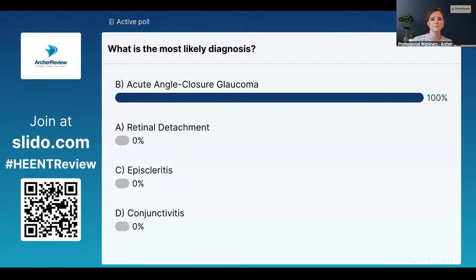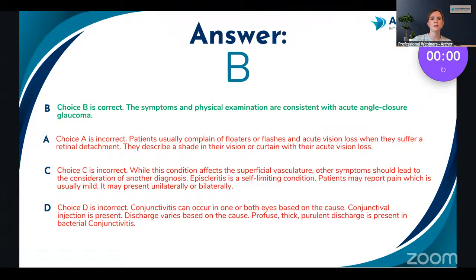Awesome. I think we're all in agreement. Acute angle closure glaucoma. So let's go ahead and go back to this screen. There we go. All right, so answer choice B is correct.